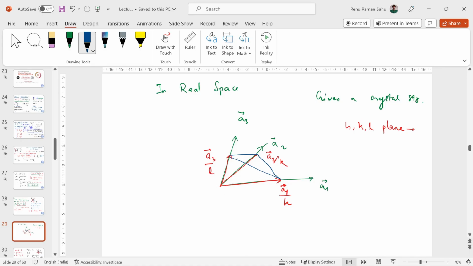So this plane is the hkl plane. Given a vector hkl, we are saying that corresponding to this there is a plane called the Miller plane, and it is defined by a plane which intercepts the unit vectors at a1 by h, a2 by k, and a3 by l. Now our claim is that this h of hkl is perpendicular to this plane.